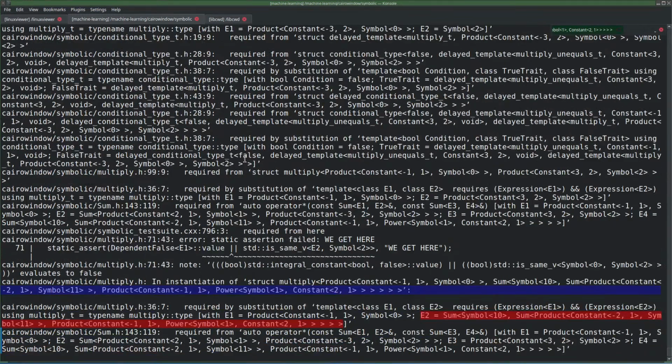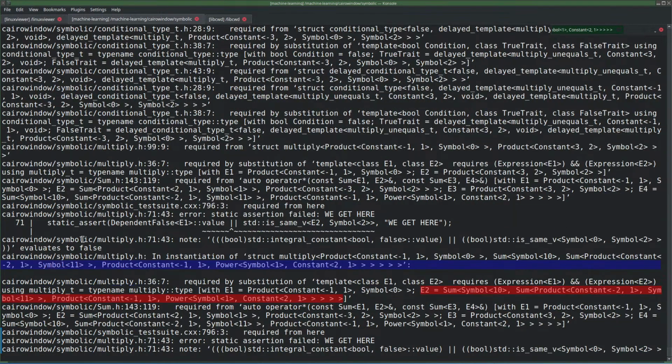Required, required. Static assertion fails. And that should not have failed because this should be true. E2 is symbol 2. So this is true, so the whole thing is true. So the static assert should not fail. How is that possible? Oh, it tells you. Evaluates to false. Oh, it compares symbol 0 to symbol 2. So apparently E2 is symbol 0 here.